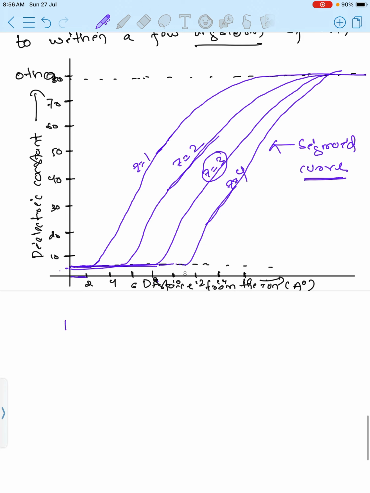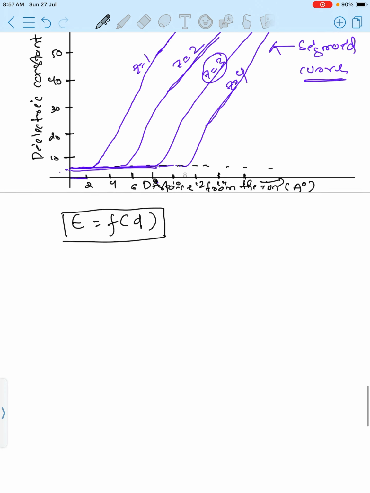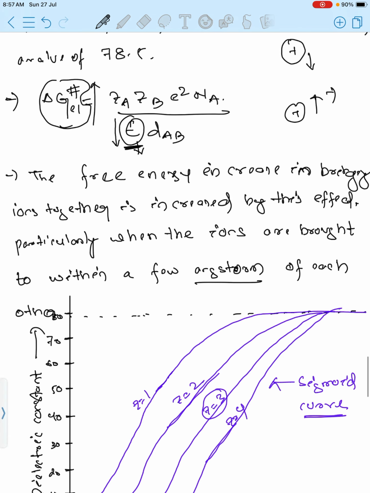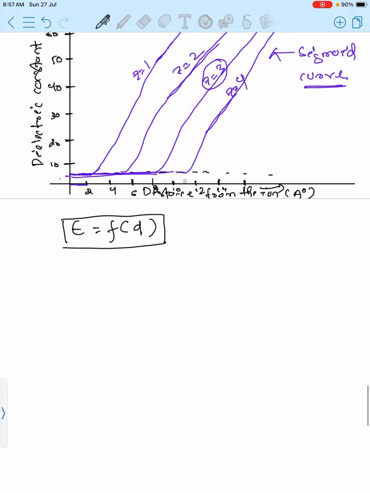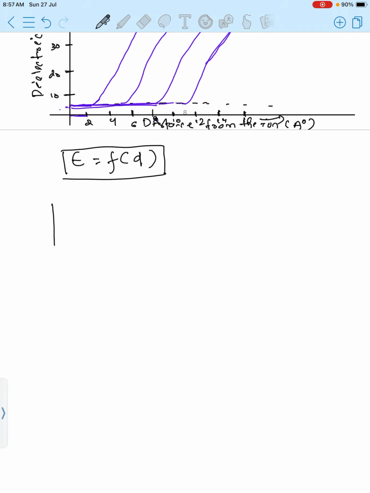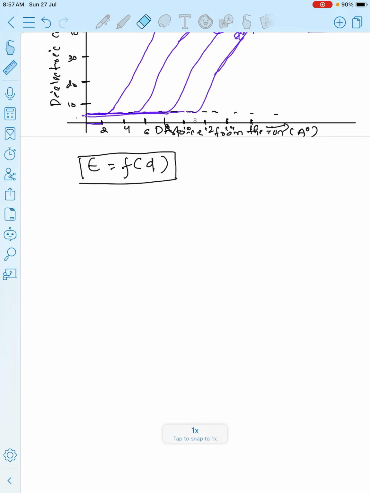That means your dielectric constant value, D, okay, we have represented by E, also epsilon, is a function of distance from the ion. The greater the distance from the ion, obviously the value of dielectric constant will also be larger. Okay, now we will plot the graph based upon this free energy expression. Okay, my pen is dead, but we can take a scale.